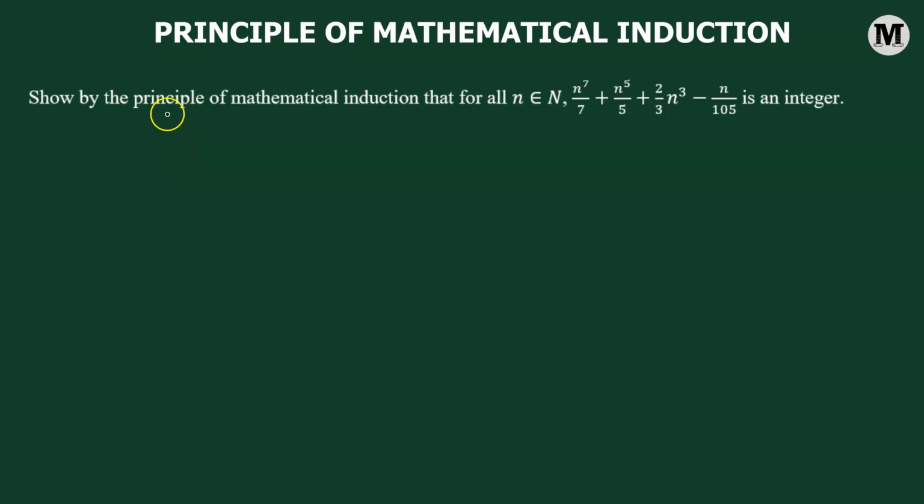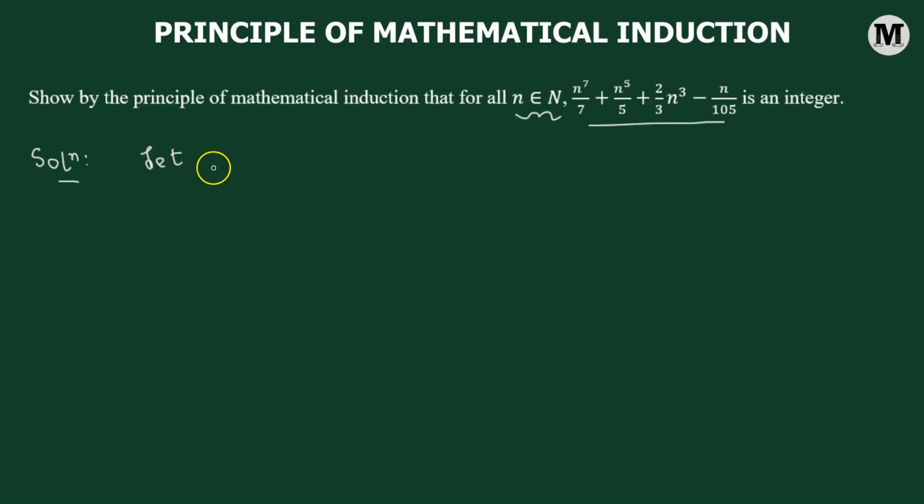So in this problem, using the principle of mathematical induction, we need to show that for all n belonging to the set of natural numbers, this expression is an integer. Okay, let us begin. First, we're going to consider the mathematical statement P(n).